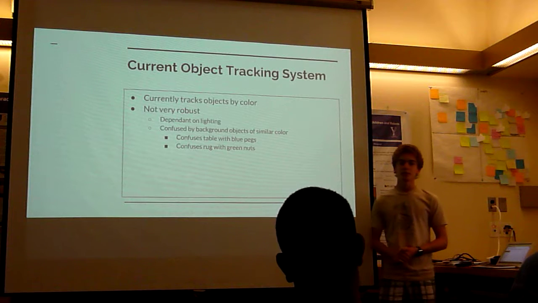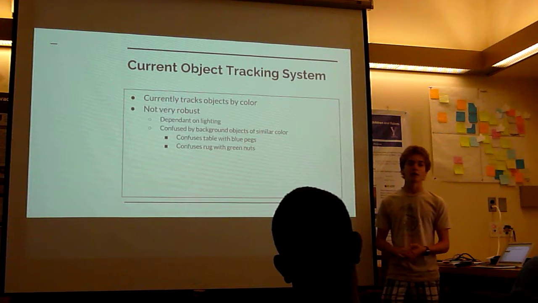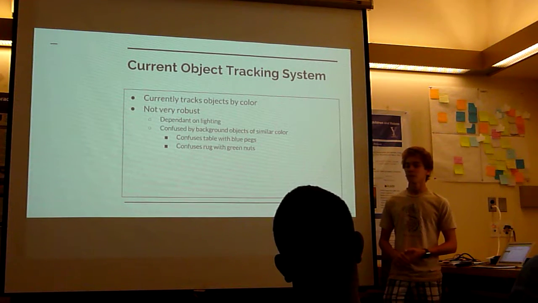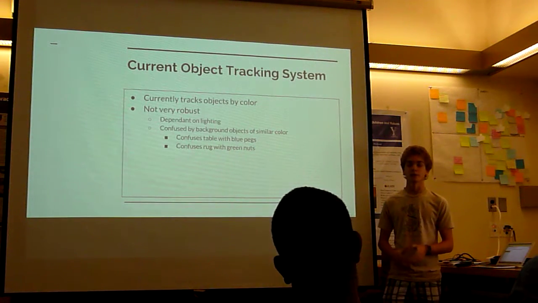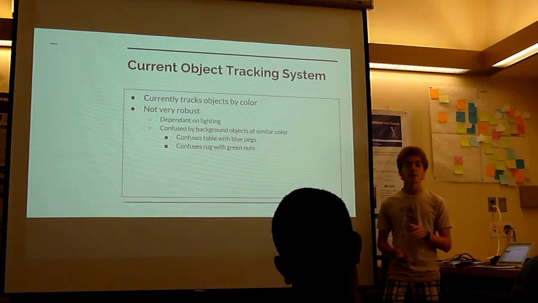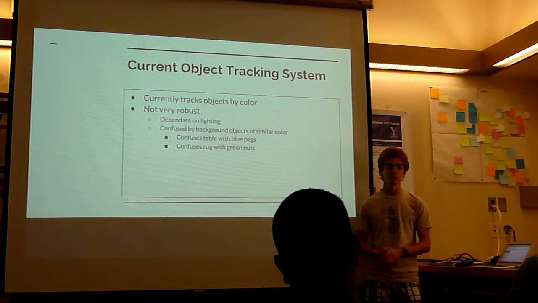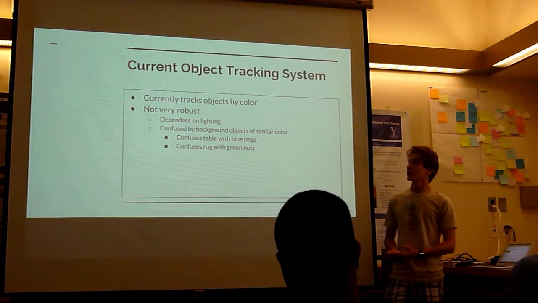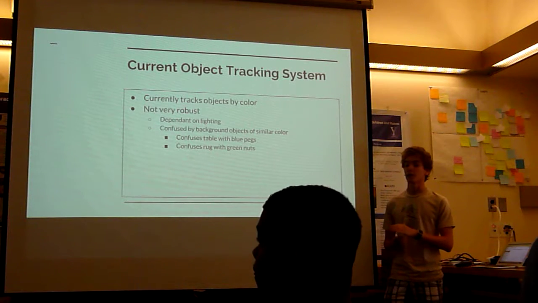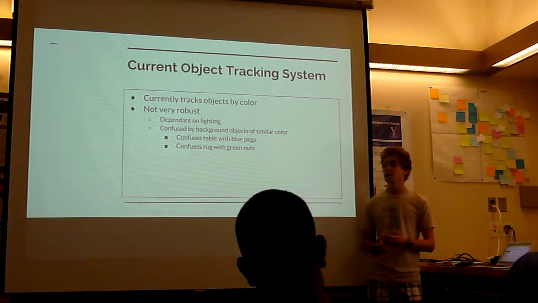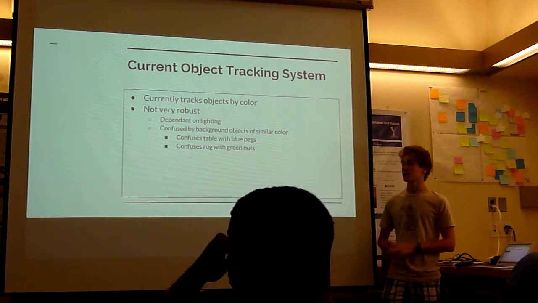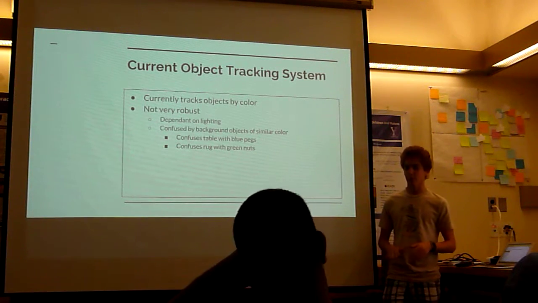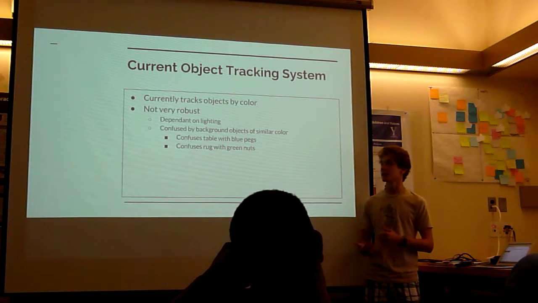And so as I mentioned, the current object tracking system tracks objects by color, and this is not very robust for a few reasons. The first is it is very dependent on lighting. If the lighting changes, you have to retune for the certain colors, and that can be tedious and long. And also it gets confused by background objects of a similar color. For example, the light gray tables in the room get confused for the blue pegs, and the green rug gets confused for the green pegs.